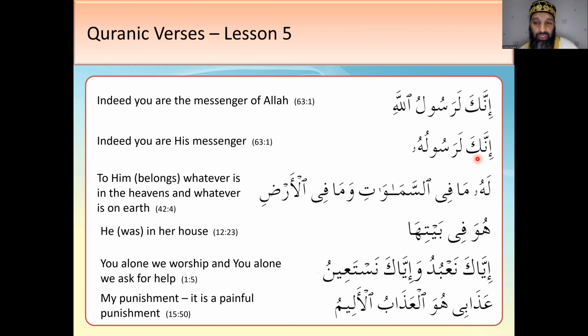Innaka, do this one. What does innaka mean? Indeed you. La Rasul. So that lam is a lam of emphasis again, right? La Rasuluhu. What does la rasuluhu mean? Indeed you, messenger, his. That's what we're doing today. Indeed you are his messenger. This one was la Rasulullah, you are the messenger of Allah. Over here is you are his messenger, the who is his.